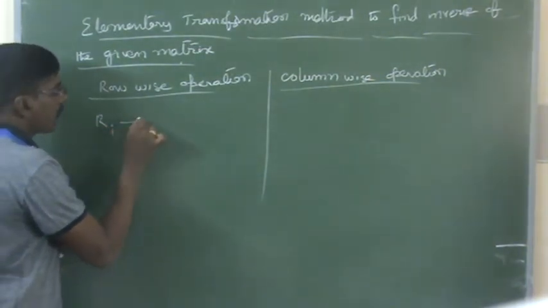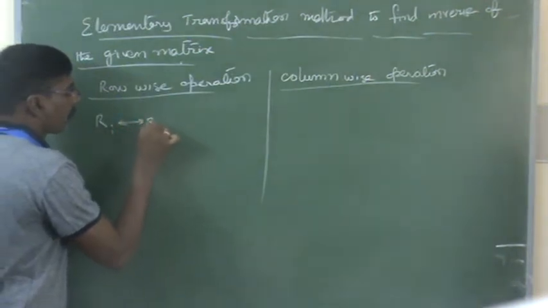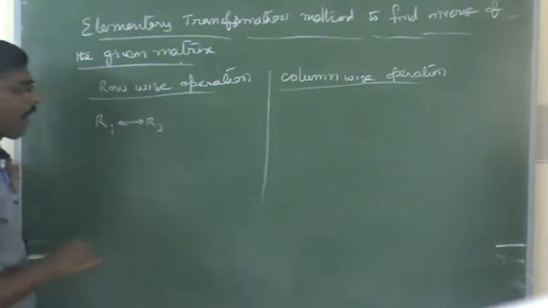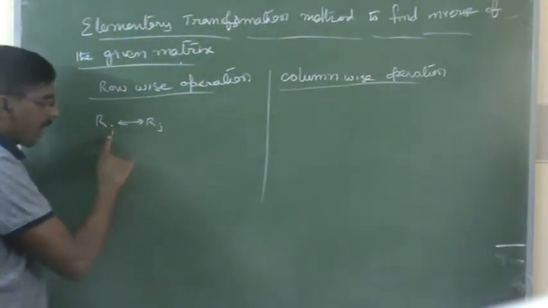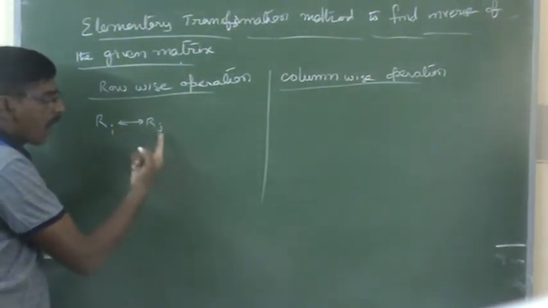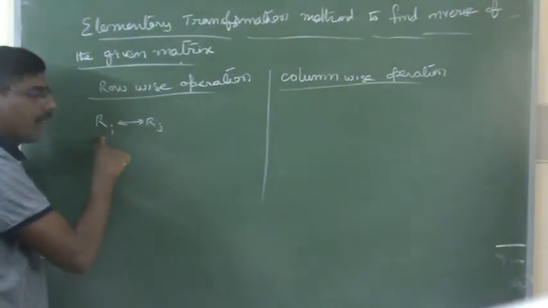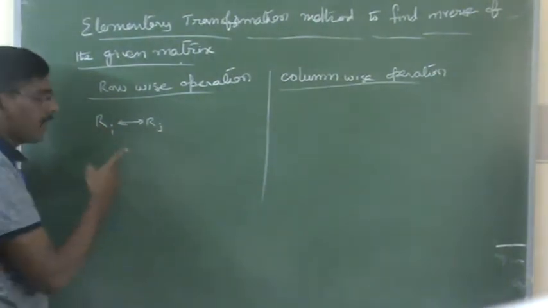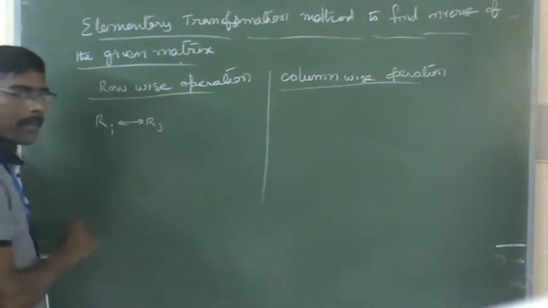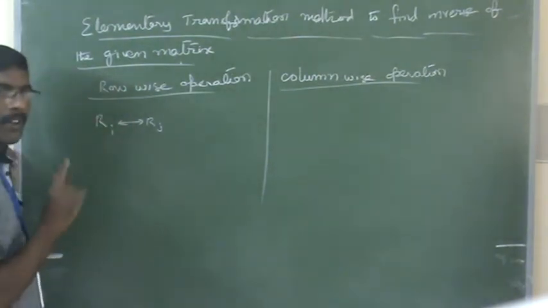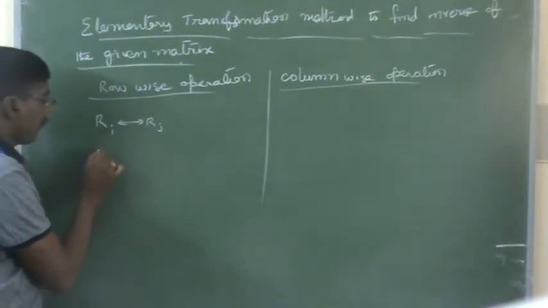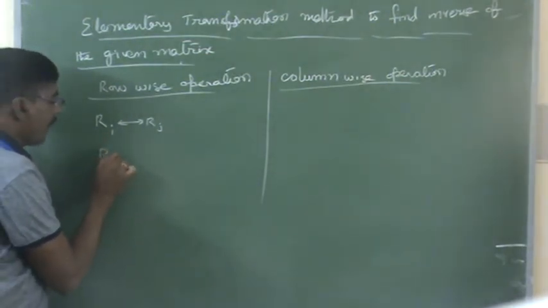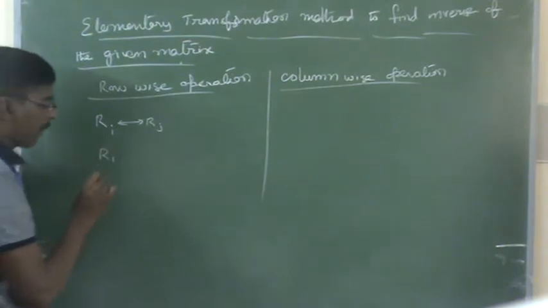Ri interchanges to Rj exists. R1 interchanges to R2, R2 interchanges to R1. We can interchange them. There is no problem regarding elementary transformation. This is the first condition. Next one, Ri, where I and J places we can write anything, no problem.